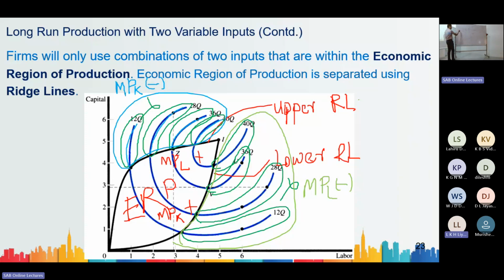The two definitions are related. When marginal product of labor is 0, marginal product of capital can take any number, and 0 divided by any number, the result is 0. So we draw the lower ridge line by combining the points where marginal product of labor is 0. In other words, where marginal rate of technical substitution is 0.